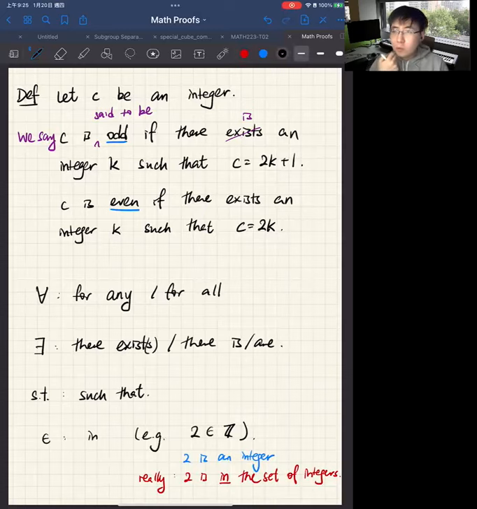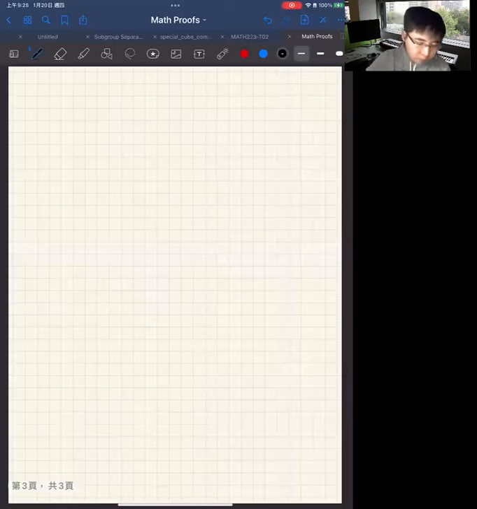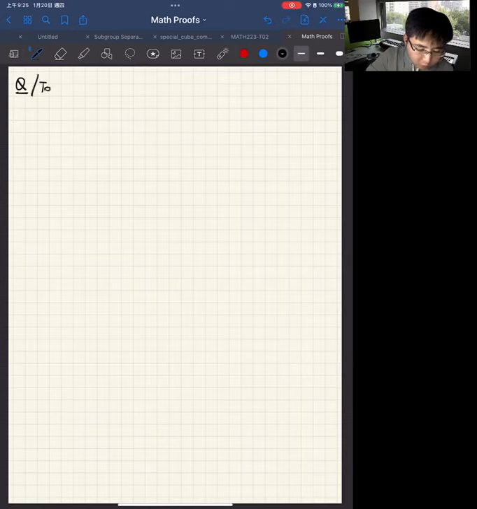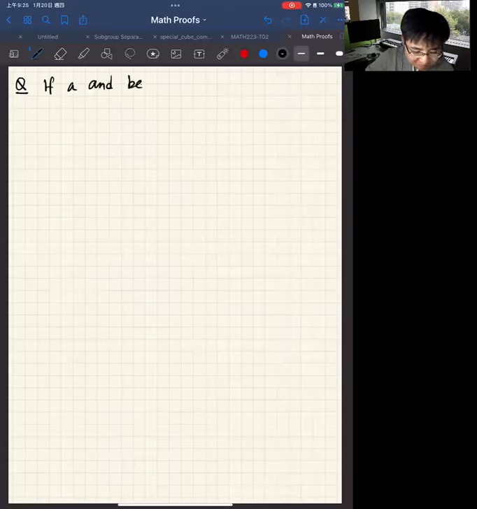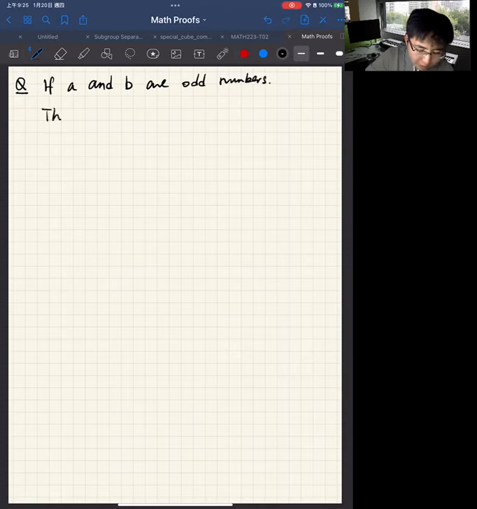All right, so we are going to discuss how to prove things. The first thing is to show you direct proofs. I will use a question, and then I will show you the proof. Question: if a and b are odd numbers, then ab is odd.